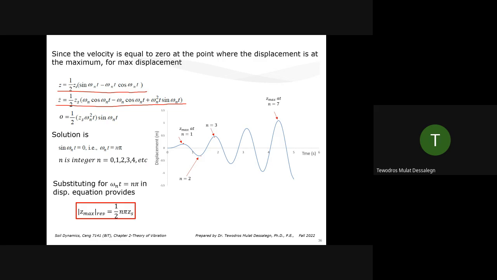So finally, the maximum displacement you can determine as n pi Zs, where n is there because the cycle is continuing: first peak, second peak, third peak, fourth peak, and it goes on. Zs is the initial displacement, the static displacement. As time goes on, this is just the first 5 seconds. An earthquake lasts, let's say, 30 seconds, 40 seconds.